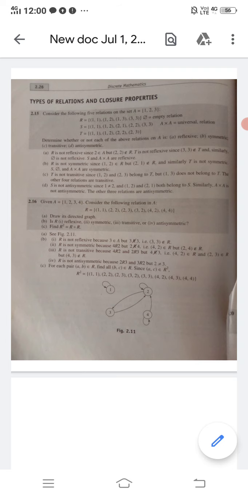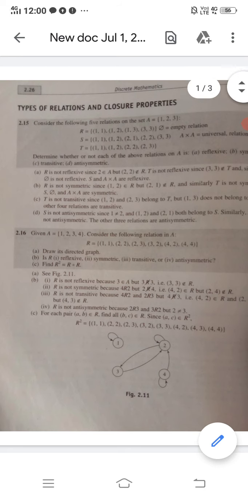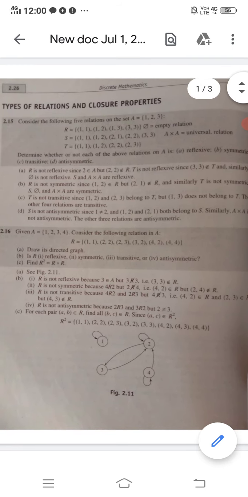2.15, consider the following five relations on set A. Set A is equal to {1, 2, 3}. R is given: (1,1), (1,2), (1,3), (3,3). Relation S is given: (1,1), (1,2), (2,1), (2,2), (3,3). T is given: (1,1), (1,2), (2,2), (2,3). Phi, the empty relation, is given. A cross A, the universal relation, is given. So we have to determine whether or not each of the above relations on A is reflexive, symmetric, transitive, antisymmetric.